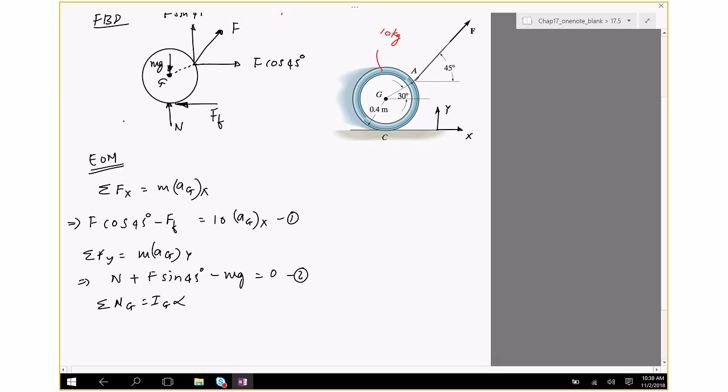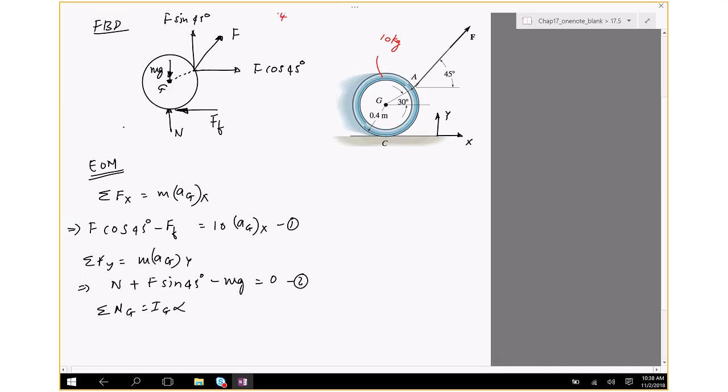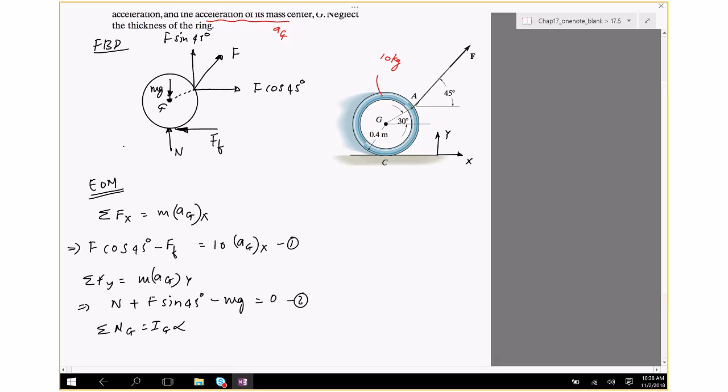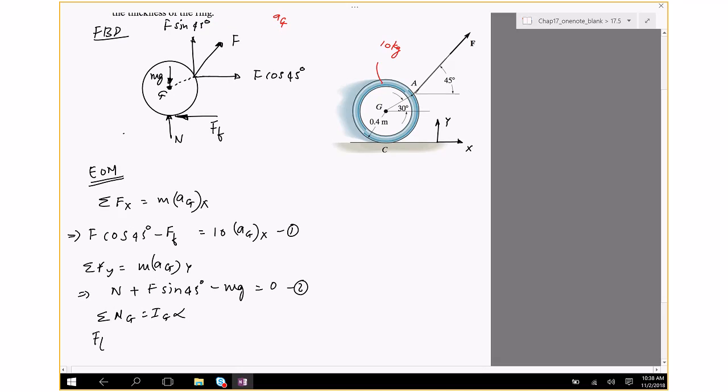If you think of the F cosine and F sine as separate forces, then there are five forces, of which mg and N do not contribute to the moment at G because the moment arm is 0. The only three forces which contribute are Ff, F cosine, and F sine. Ff has a moment arm of 0.4, the radius of the ring. About G, the force Ff would create a clockwise torque, so negative sign.